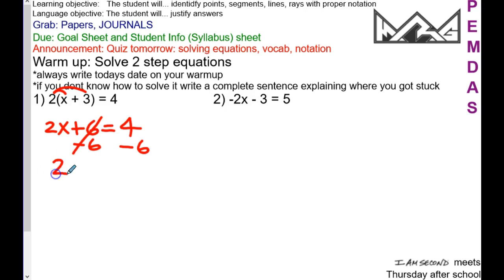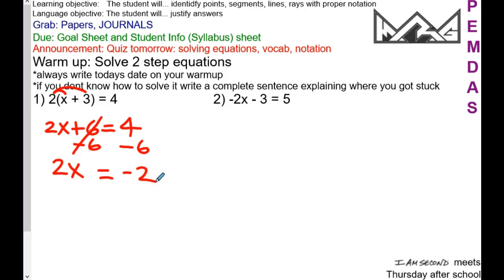We're going to bring down 2x, equal sign. And then 4 minus 6, it is negative 2. Some people put positive 2, but remember, when you subtract a bigger number, your answer is negative. So we've got to get better about adding and subtracting numbers. So 4 minus 6 is negative 2. Getting close to the end.